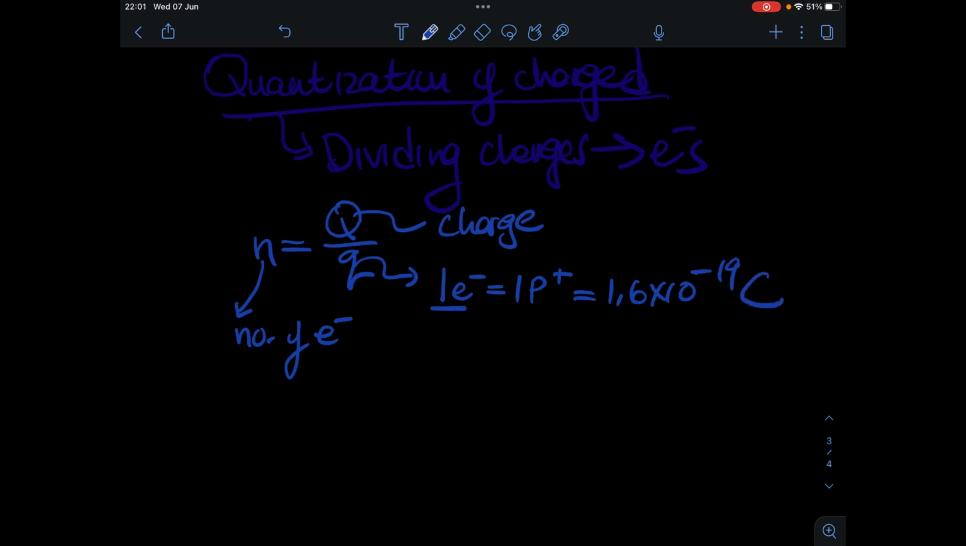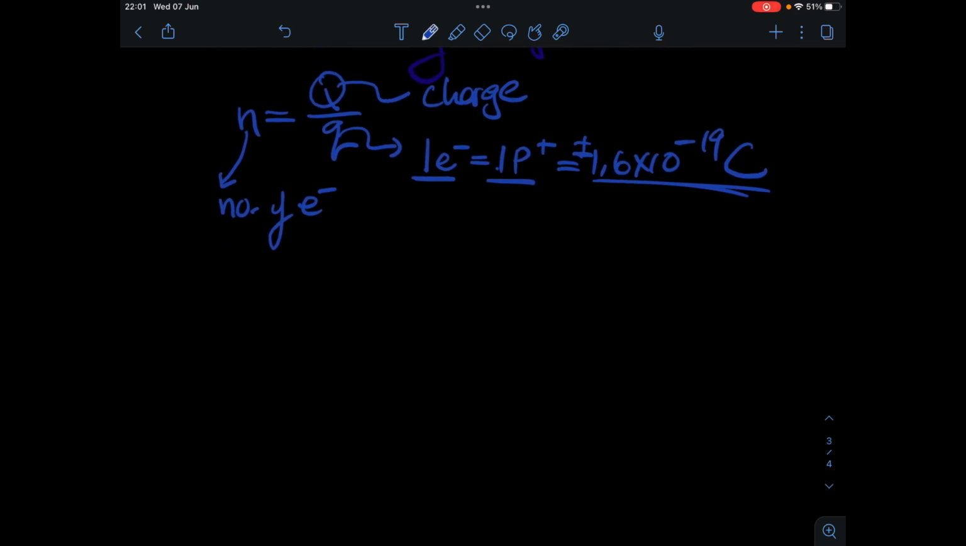So each electron is equal to that, and each proton is equal to that. But it's going to be plus or minus, because if it's an electron, it's going to be negative. If it's a proton, it's going to be positive. Now let's look at an example of quantization of charge.